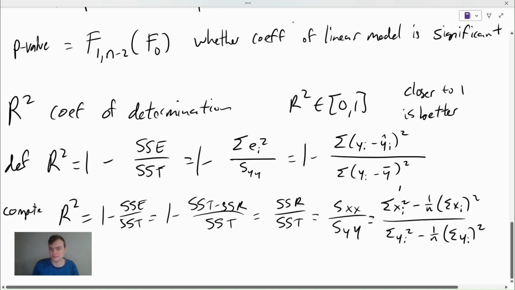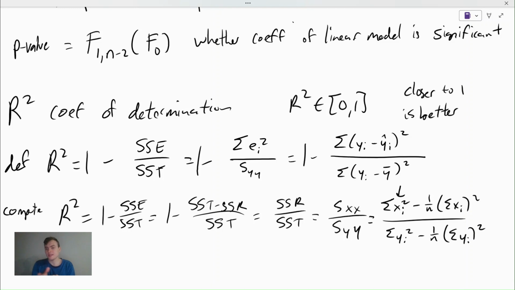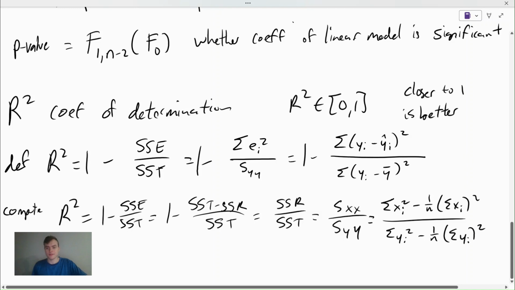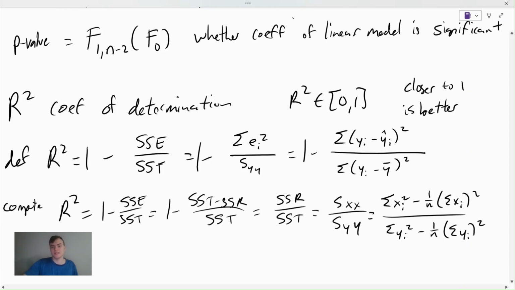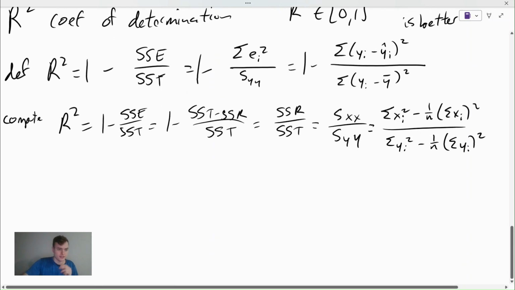So this one is taking each x value and squaring it and then adding it together. This one is taking each x value, adding it together, getting the total sum, and then squaring that total sum. So both of them are always going to be positive, or 0 in the very special case.